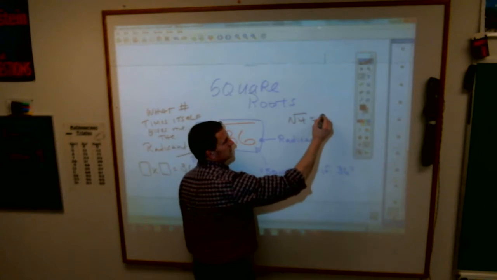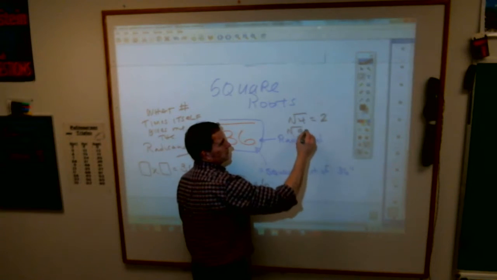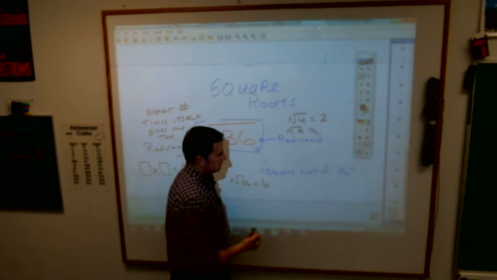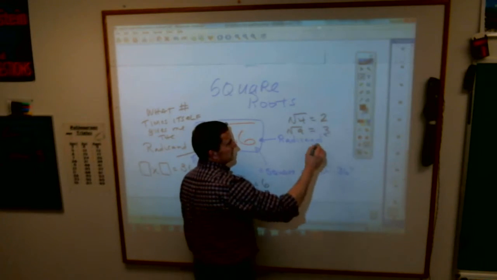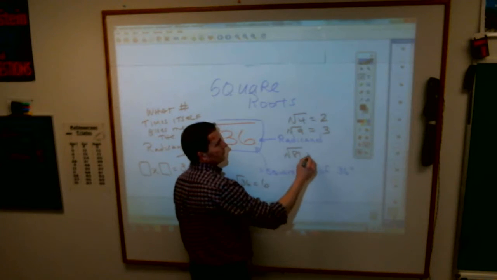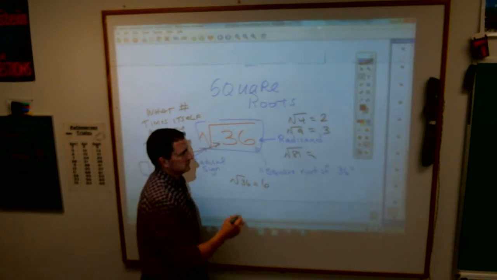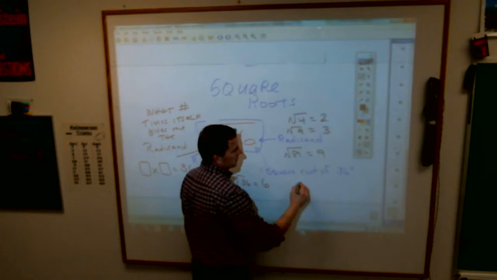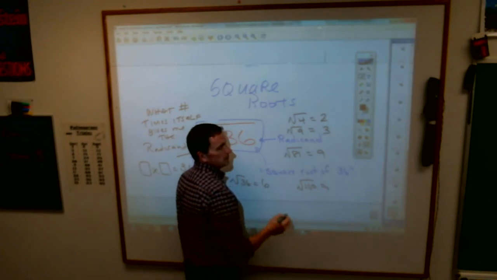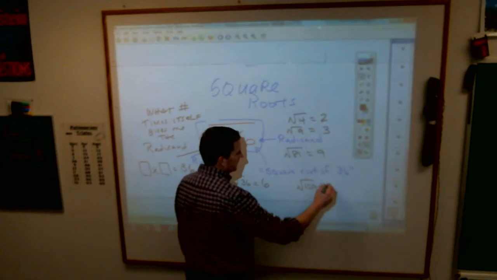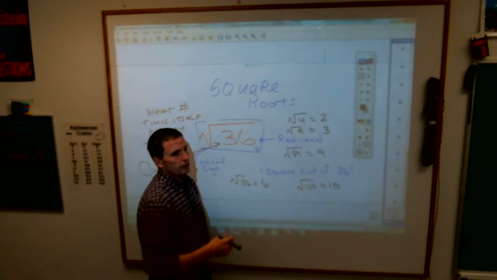That one's a pretty simple one. Aaron? 2. There is a square root of 9. What number times itself gives you 9? Great. 3. There is a square root of 81. What number times itself gives you 81, John? 9. There is a square root of 100. Matthew, it is 10. All those are what we call the perfect squares.